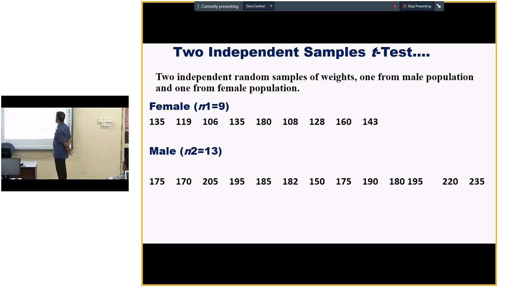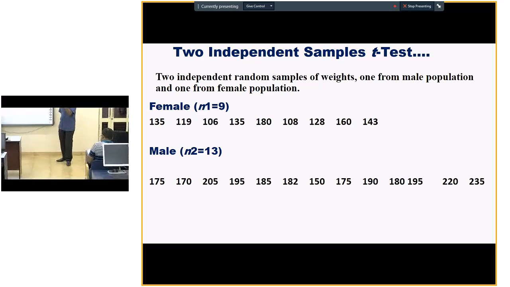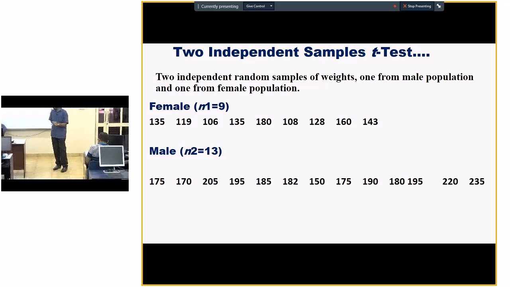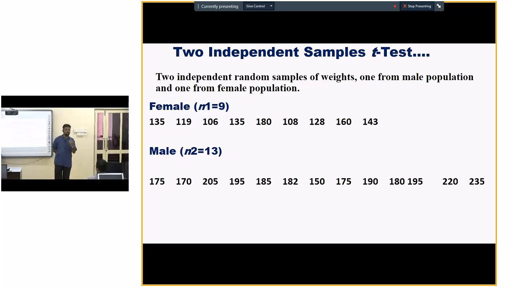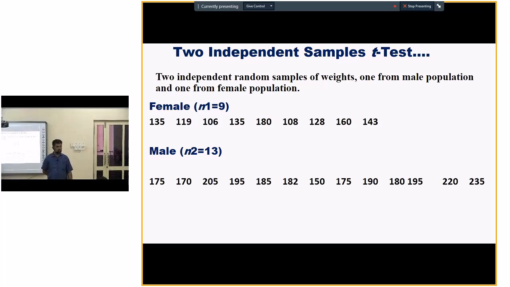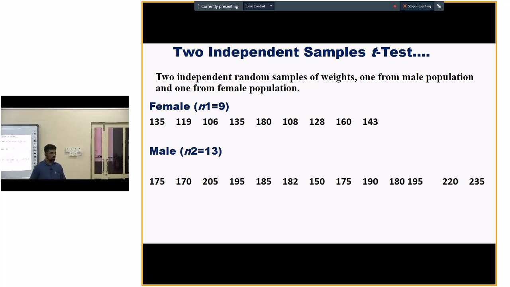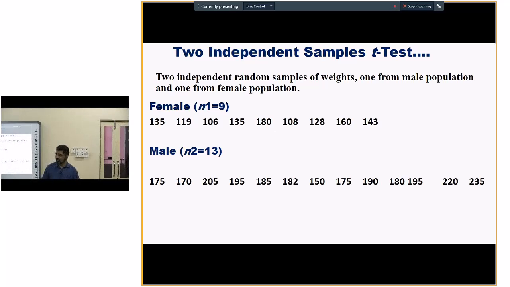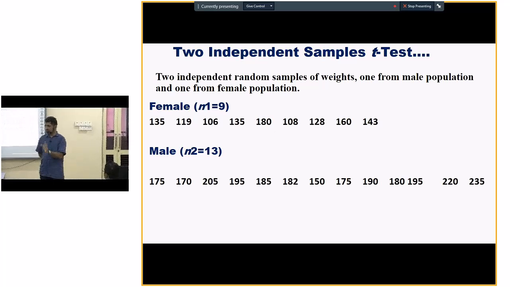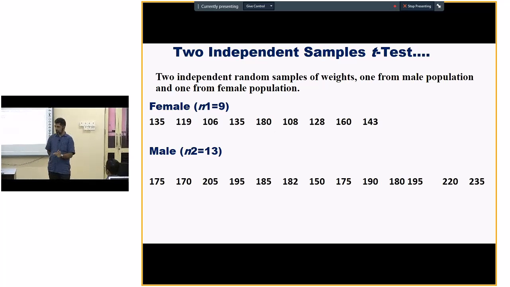20 weights, one from the male population and one from the female population. You have a male and female category variable and also weight. Here you have two variables. What are they? The first variable is gender, male, female. The second variable is weight.